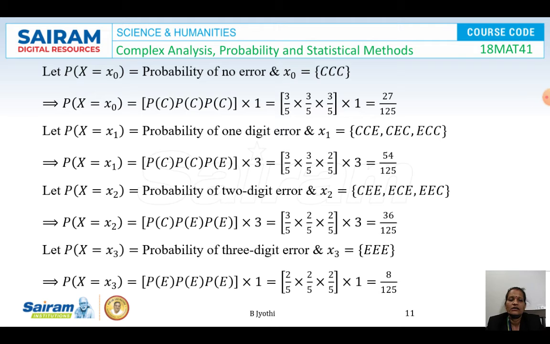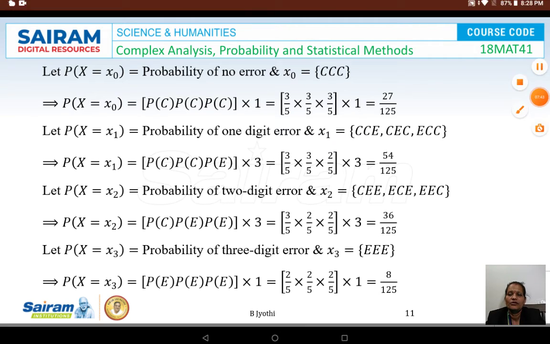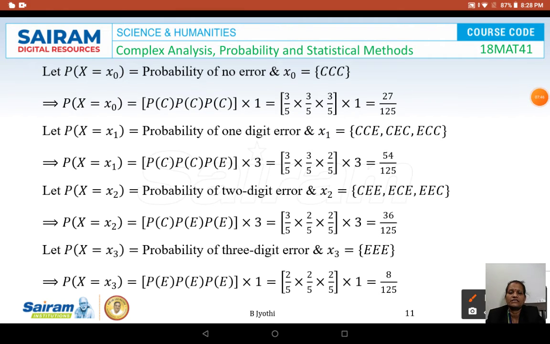So here we have P of x equal to x0, that is the probability of no error. All the 3 should be correct. That means the first one and the second one and the third one, so we need to multiply all the 3. Therefore 3 by 5 into 3 by 5 into 3 by 5, which is 27 by 125.